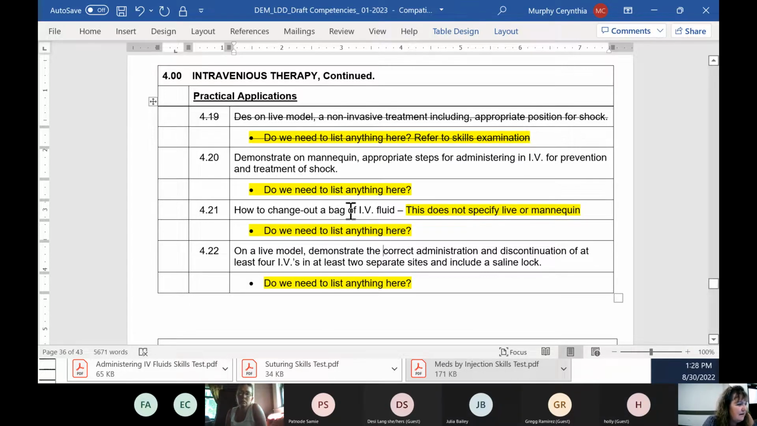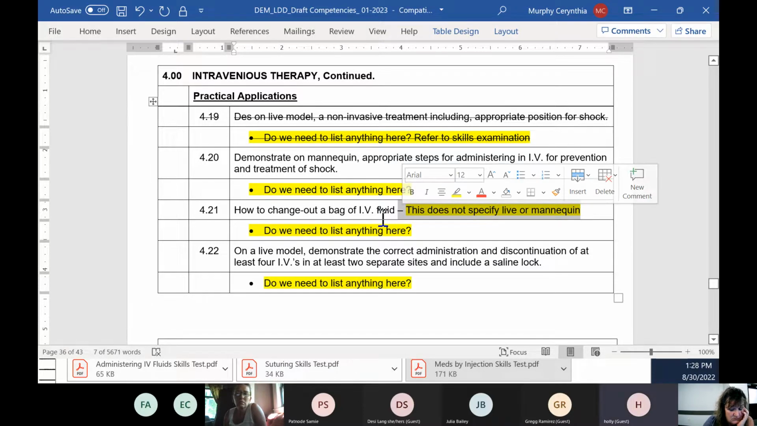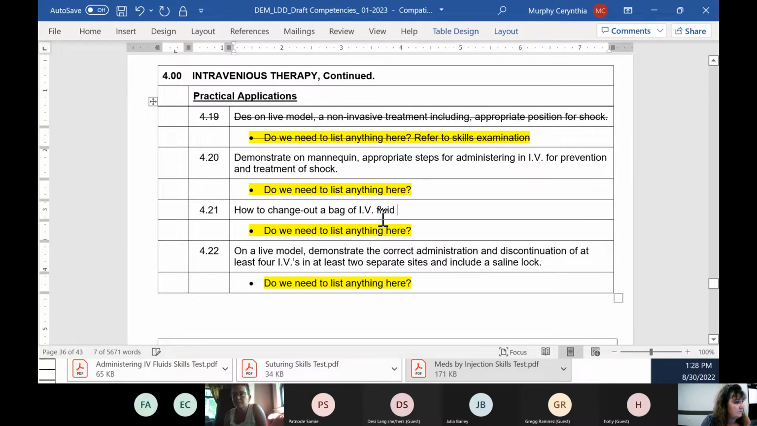Okay, so what about 4.21? So we don't need... No. Okay, that's fine. So 4.21 is fine. It does not specify whether it's live or on a mannequin. It doesn't need to be. It's either or. Not what I would consider a super advanced skill, but important to be able to do for sure.